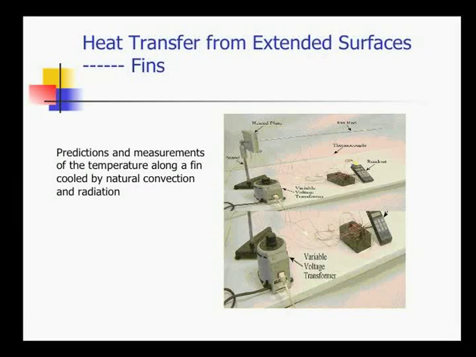And I have to acknowledge that all of these studies I'm presenting were done collaboratively with Dr. Mueller. This is the setup for the experiment, where we have a heated plate. There we have a heating element sandwiched between two plates to generate the heat. And this rod represents the fin.